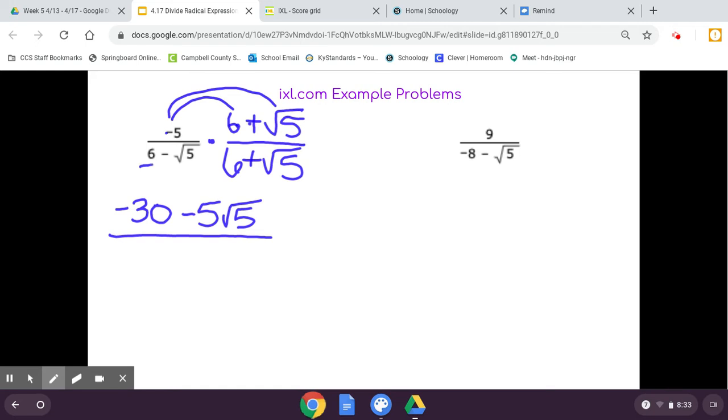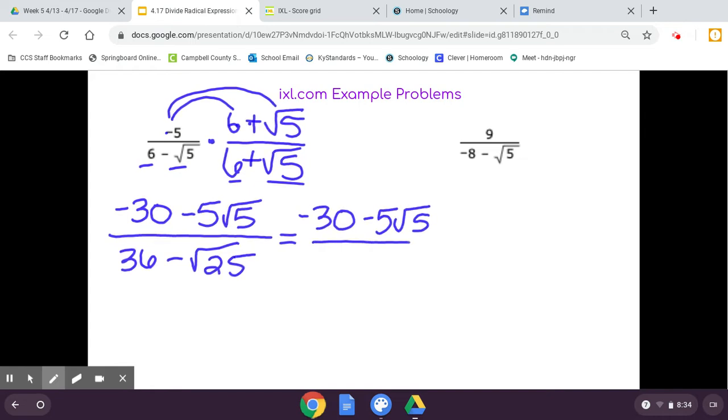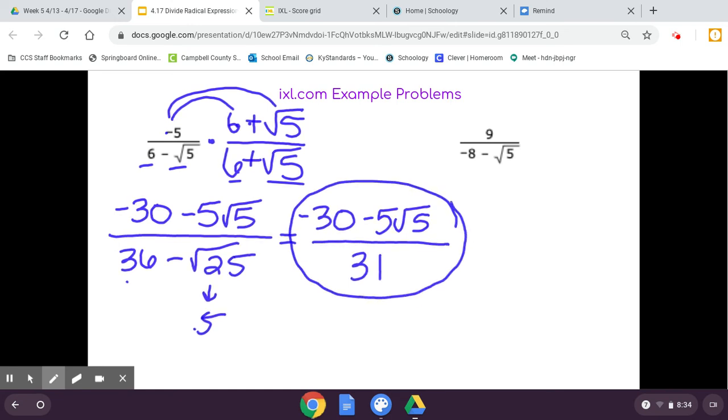All right, 6 times 6 is 36. Negative square root of 5 times positive square root of 5 is negative square root of 25. All right, from there we just simplify. So this doesn't simplify any right now at least, so we're going to leave it. Over 36 minus, this is actually 5, so 36 minus 5 is 31. There's nothing nice that you can pull out of this, guys, so that's literally your answer that you'll type in.